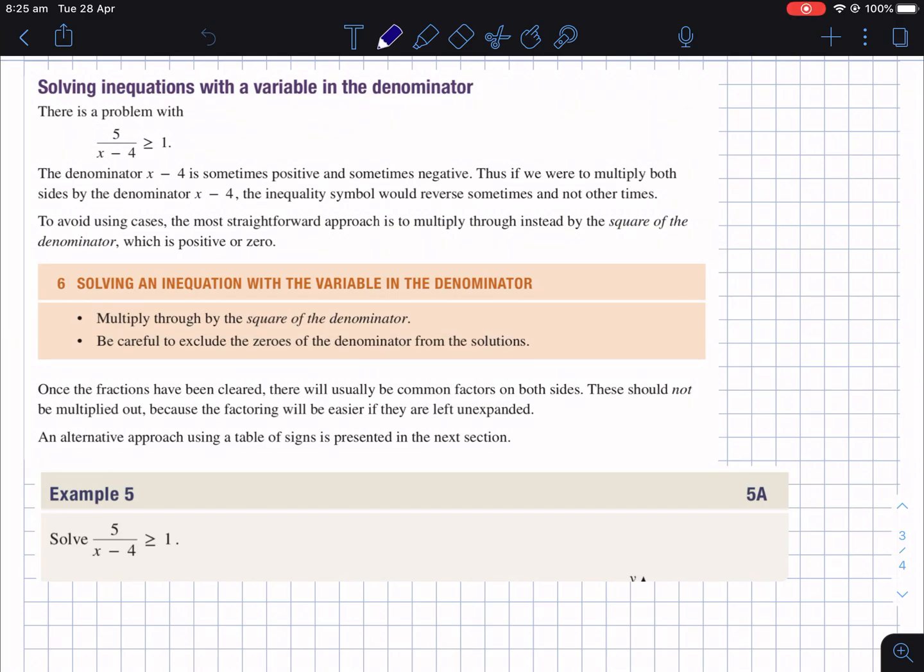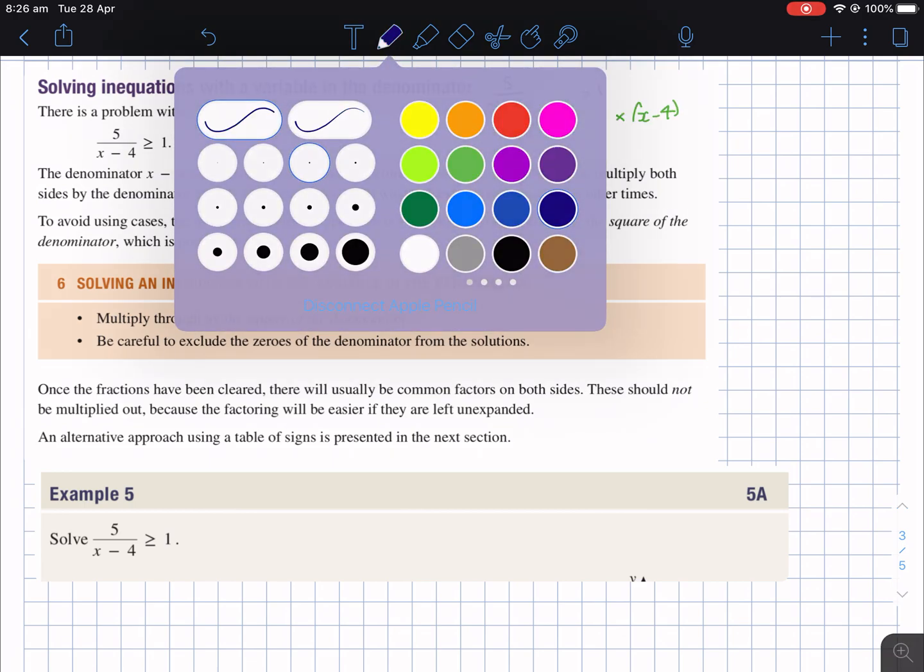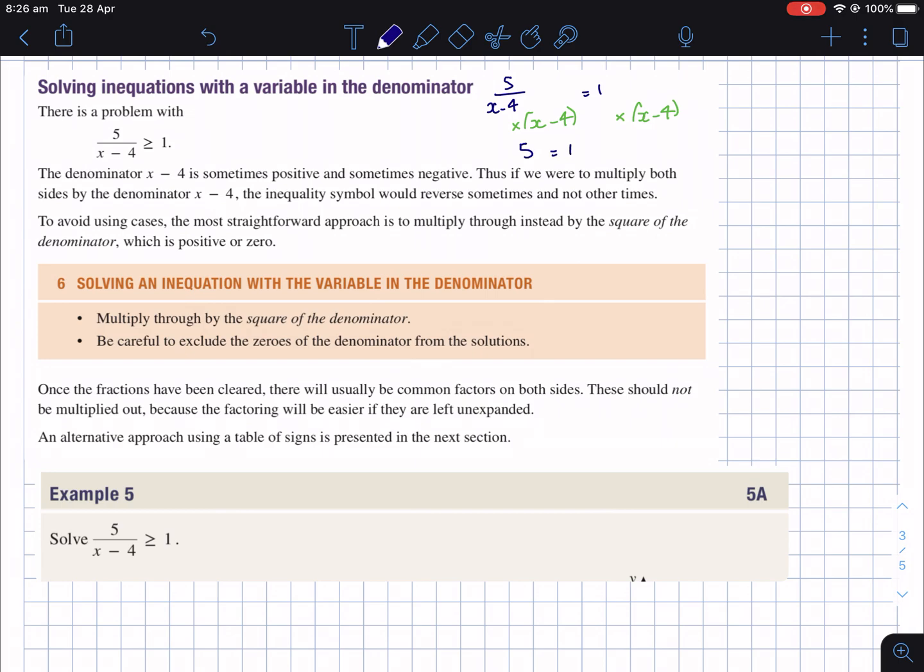Now, if you're solving things with a variable in the denominator and you had, for example, 5 over x take 4 equals 1, you'd times both sides by x plus 4, wouldn't you? Oh, x minus 4. Which would give you 5 equals 1 times x take 4. So what was on the bottom here would go to the side.